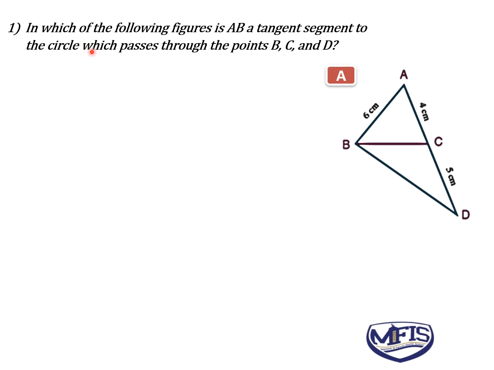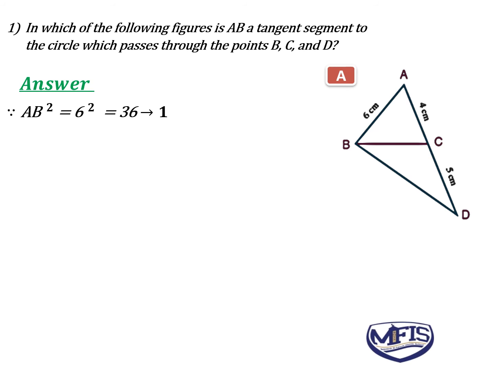Another example: in which of the following figures is AB a tangent segment to the circle which passes through the points B, C, and D? If we want to find whether AB is a tangent or not, we will find AB square. So first I find AB square, which is 6 squared, equals 36, and this is number 1.